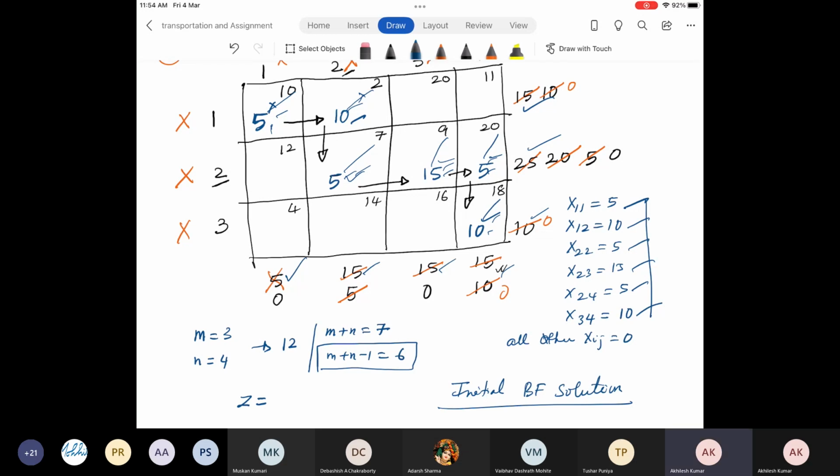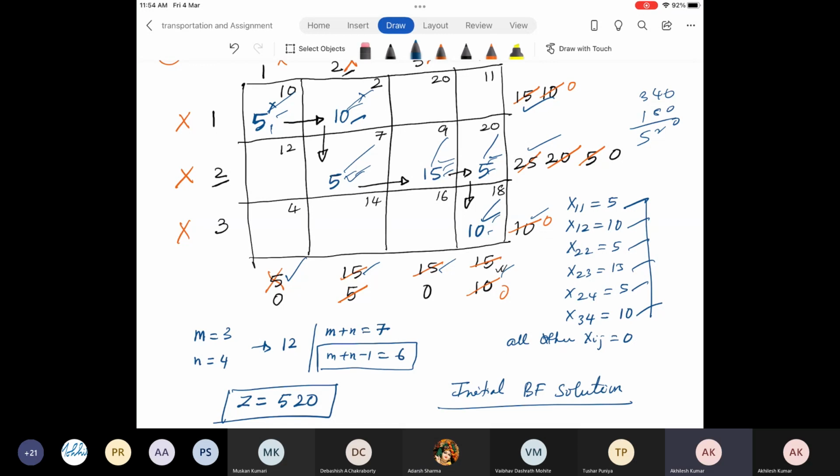50 plus 20, 70. 70 plus 35, 105. 105 plus 15 into 9 is 135, so 240. 240 plus 100 is 340. 340 plus 180 is 520. Yes, 520. Do you like the method?